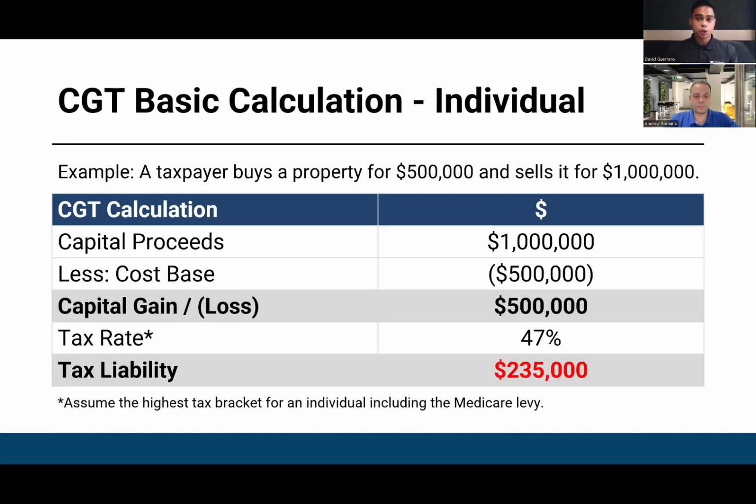If you are an individual on the highest income tax bracket, you will pay tax of 47%, resulting in a tax liability of $235K, which is almost half of the profit on the sale of the investment. Yikes. Now, we've seen many examples like this all the time, especially in Australia's property market. So it's really important that you utilize the tax concessions that are available to you. So if you are about to sell an asset like an investment property, it's typically in your best interest to engage a tax advisor to help reduce this tax liability legally.